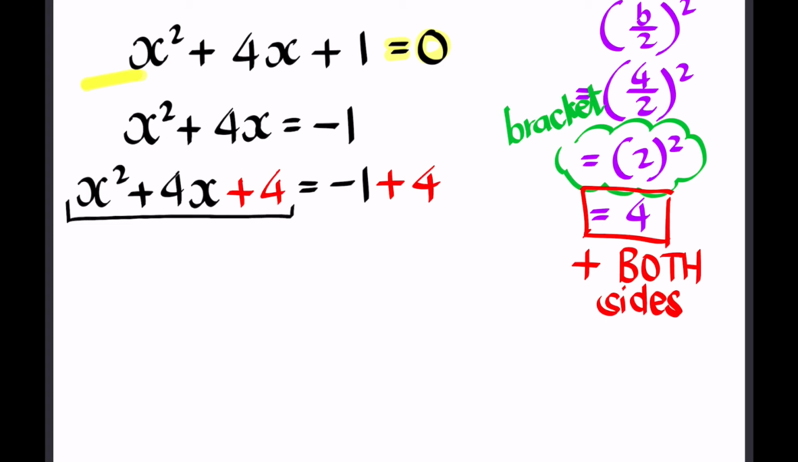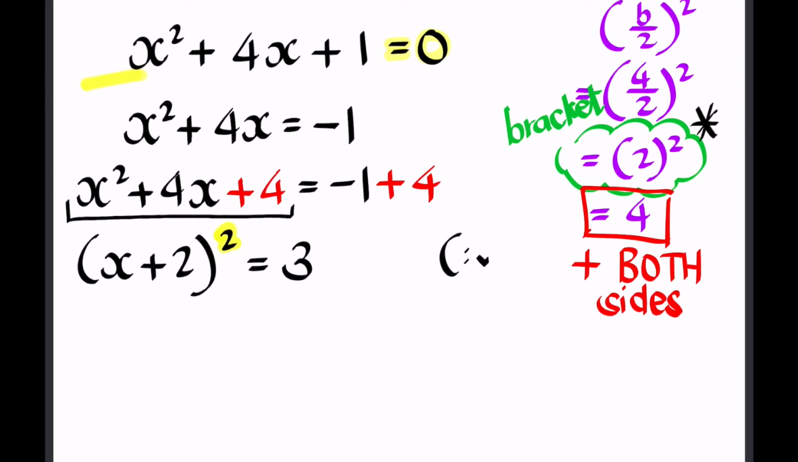So now I have my perfect square trinomial on the left-hand side, and that's what I'm going to factorize using what I have over here as my brackets. So I have x plus 2 all squared is equal to minus 1 plus 4, which is 3. Now I want to solve this equation, so I want to get a value for x, so that means I need to get rid of that square. So I'm going to square root both sides. Remember, when you square root both sides, you have a plus minus answer.